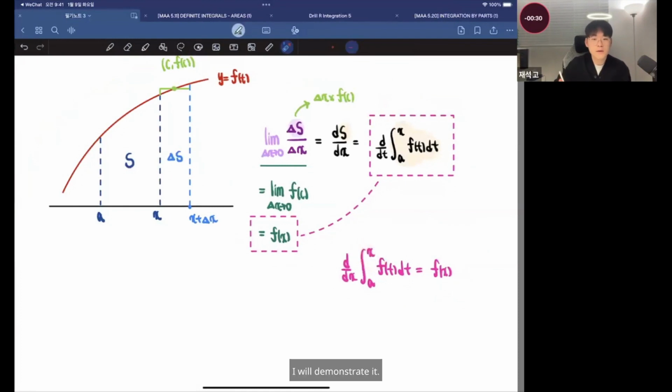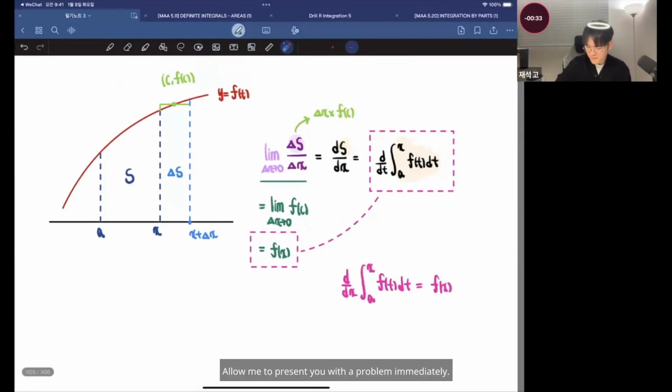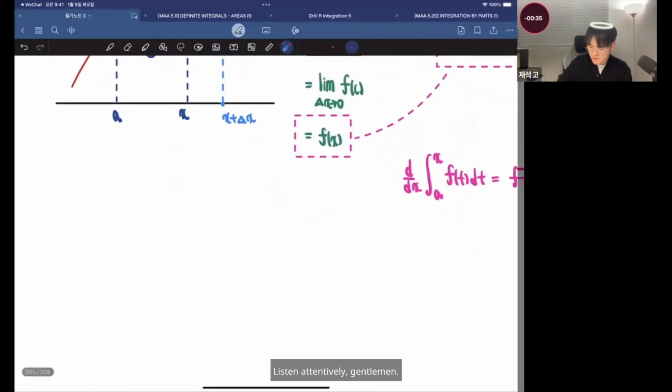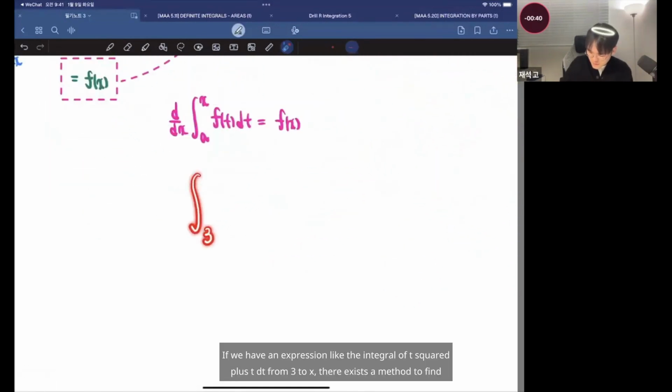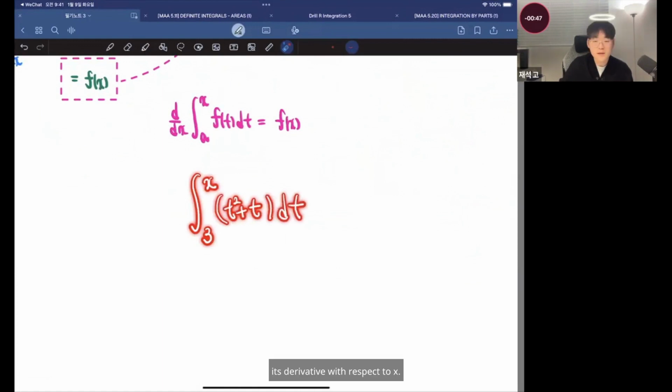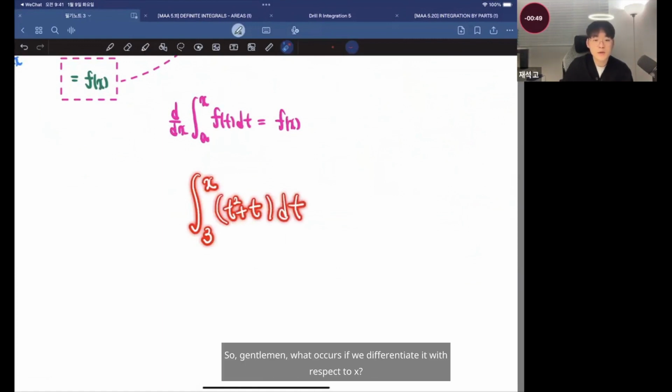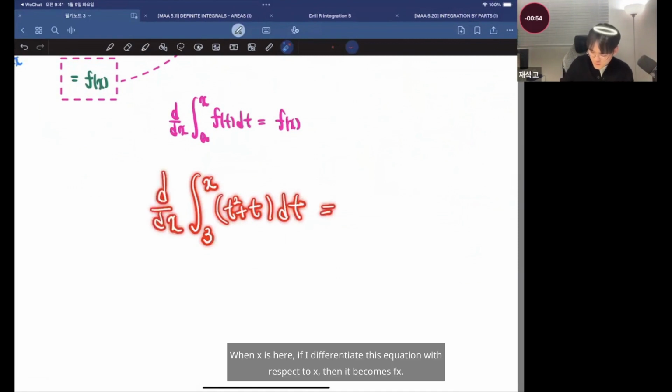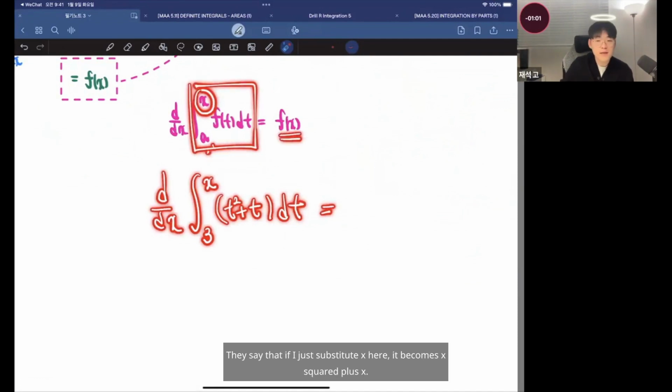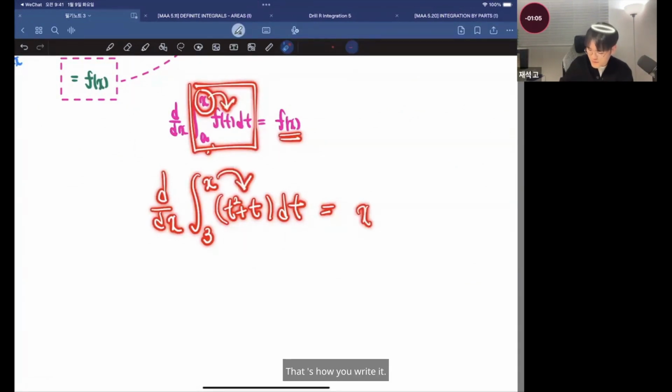I will demonstrate it. Allow me to present you with a problem immediately. Listen attentively, gentlemen. If we have an expression like the integral of t squared plus t dt from 3 to x, there exists a method to find its derivative with respect to x. So, gentlemen, what occurs if we differentiate it with respect to x? When x is here, if I differentiate this with respect to x, then it becomes f of x. If I just substitute x here, it becomes x squared plus x. That's how you write it.